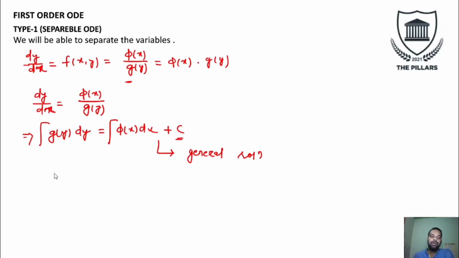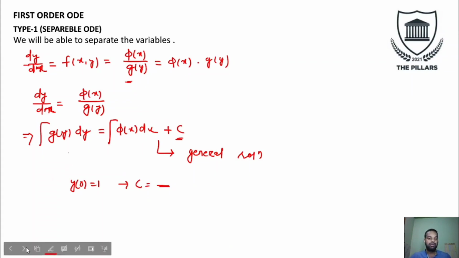If there is a condition like y(0) is equal to 1 or something like that, we can find the value of c, then we can put it here, and we will get a particular solution. Okay, so let me take an example. After that I will give a home task for you.